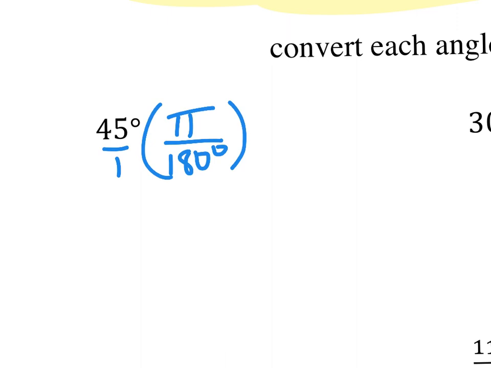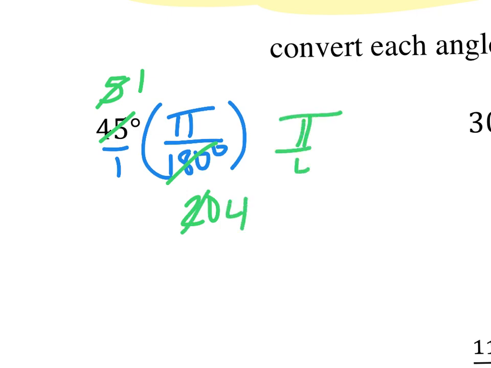5, 9. What do you guys want to do? 9. Okay, 9 goes into 45 how many times? 5. How many times does 9 go into 180? 20. Okay. Can I simplify more? Yes. 5 goes into 5 how many times? Once. And 5 goes into 20 how many times? 4. So my answer here is pi over 4. Could I also write it as 1/4 pi? Yes.